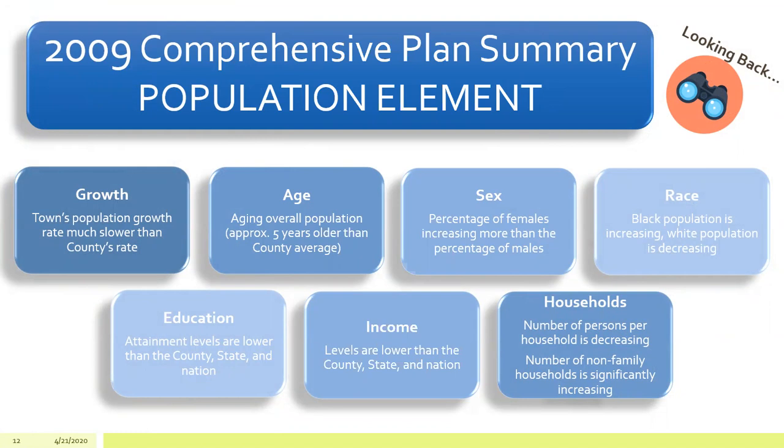In 2009, the primary takeaways were the town's population growth was much slower than the county's population growth rate. The overall population of the town was aging, approximately 5 years older than the county average age. The percentage of females was increasing a bit more than the percentage of males. The Black population was increasing while the white population was decreasing. Attainment levels for education were slightly lower than the county, state, and nation. Income levels in the town were lower than the county, state, and nation. And as far as households go, the number of persons per household is decreasing and the number of non-family households is significantly increasing.